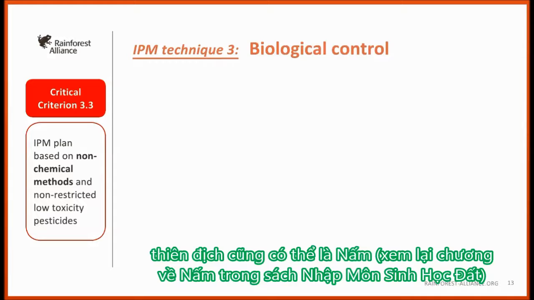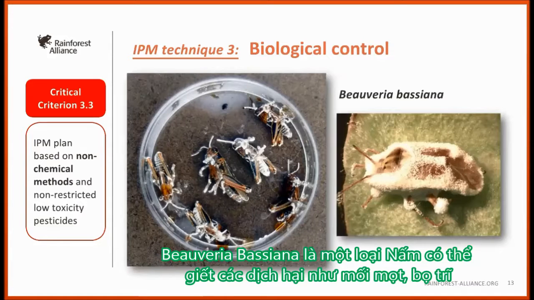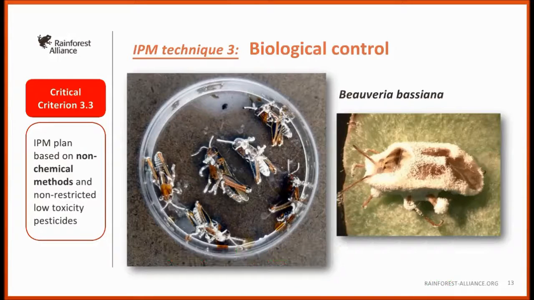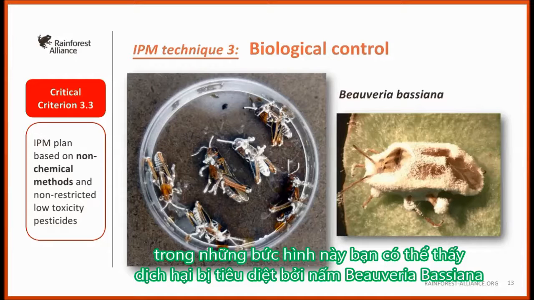Predators can even be fungus. Beauveria bassiana is a fungus that can kill pests such as termites, thrips, and aphids. In these photos, you can see pests killed by Beauveria bassiana.